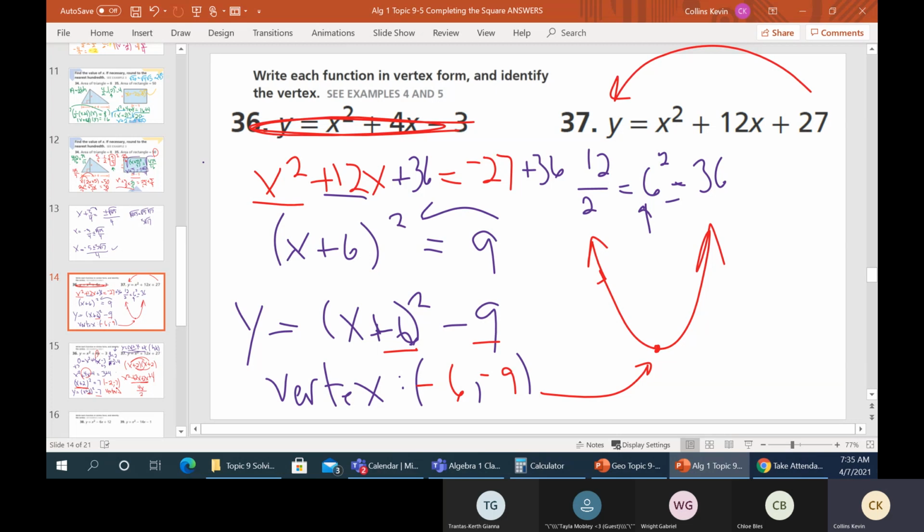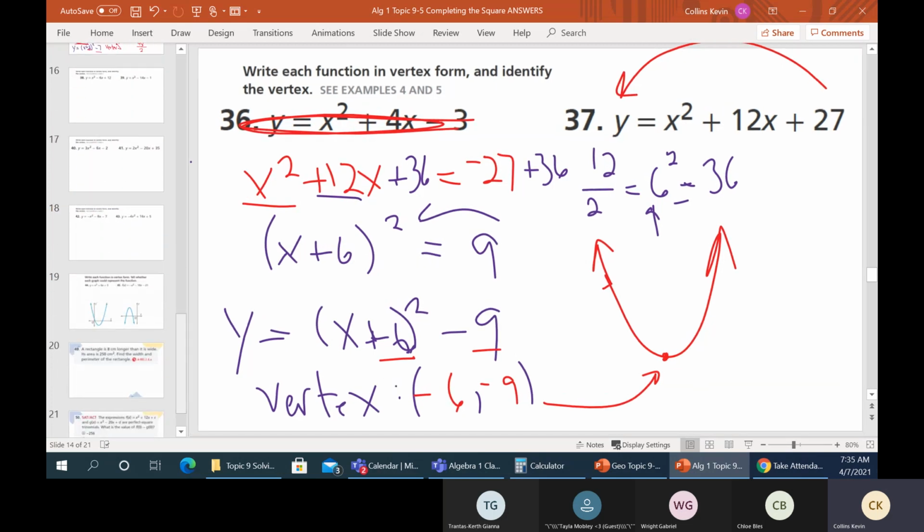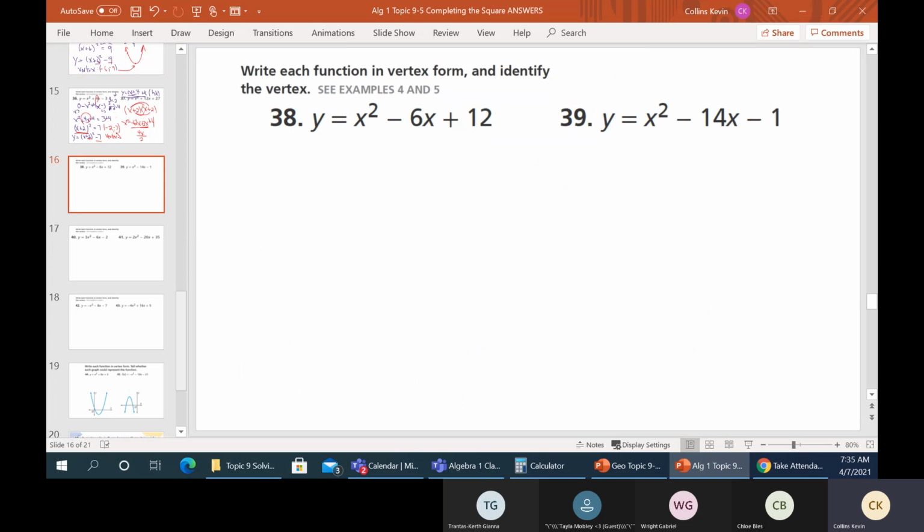All right. Let's move on. All right. So this one, same thing. We're doing vertex form still. So we're going to have x squared minus 6x. And then we move the 12 over here, and that equals negative 12. Cool.